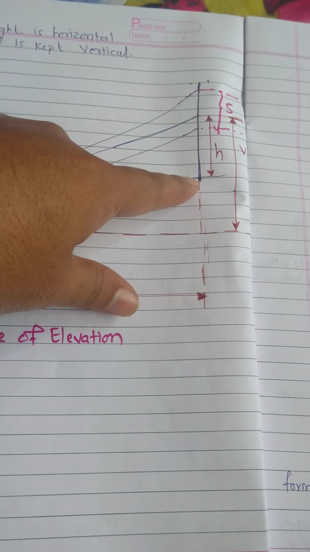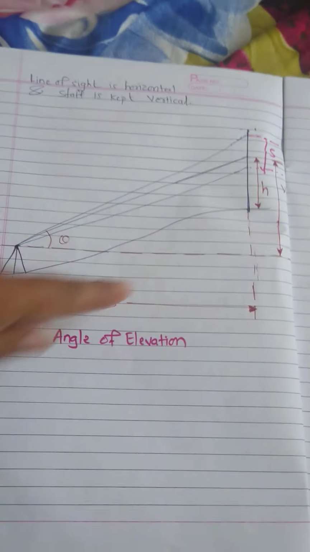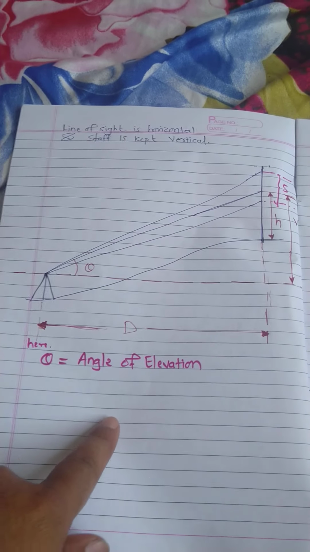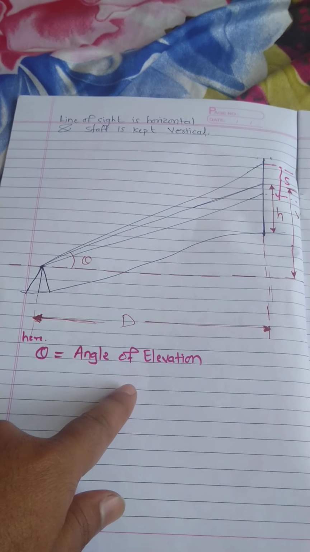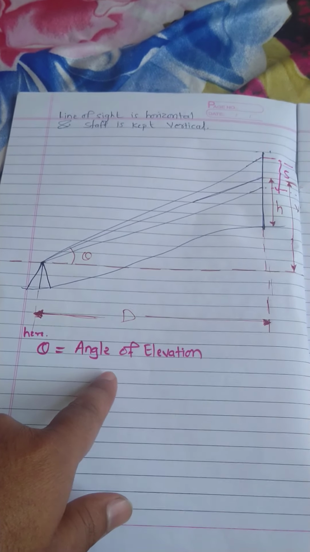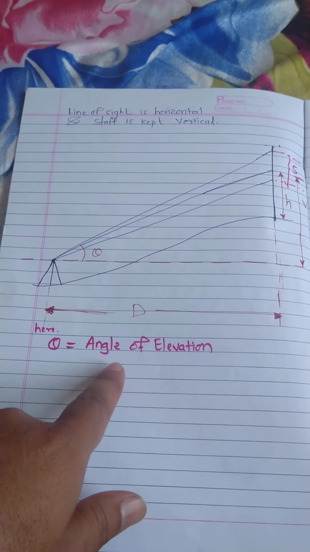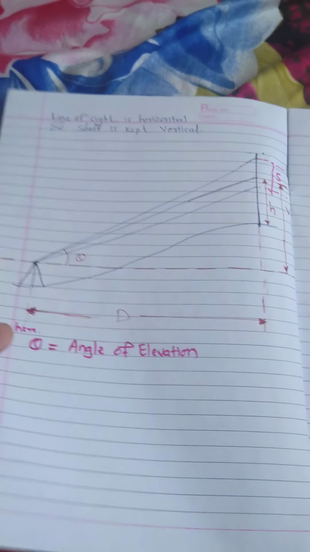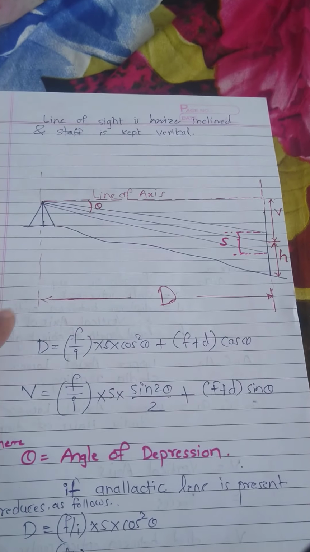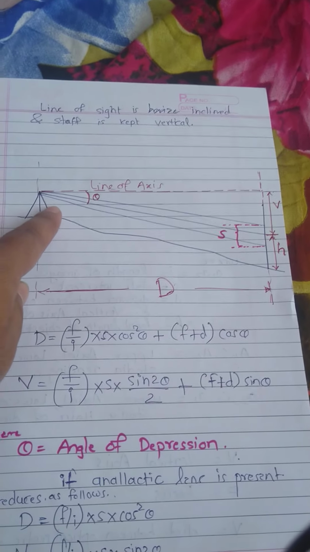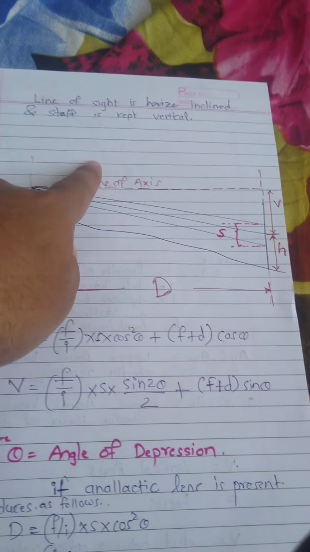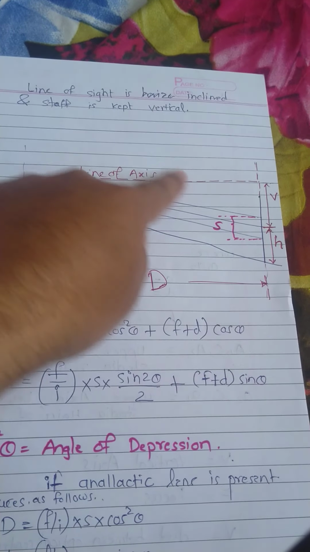So in this way the sketch we have to draw so that we can solve the problem easily. It is very important to draw the sketch correctly, as sketch or drawing is the language of engineers. Now next we will discuss line of sight inclined in downward direction. Line of sight is inclined and staff is kept vertical.